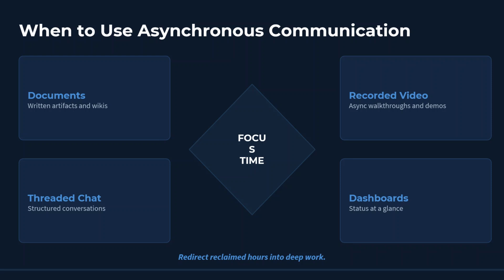Asynchronous communication, meaning documents, threaded messages, recorded videos, and dashboards, is better for information sharing, status updates, decisions that benefit from reflection, and anything that needs to reach people across time zones. The goal is not to eliminate synchronous work. It is to deliberately shift routine updates and non-urgent questions to asynchronous channels, which protects focus time for everyone on the team. A team that reclaims 10 hours of meeting time per week per person and redirects even half of it into deep work produces dramatically more output, not less.